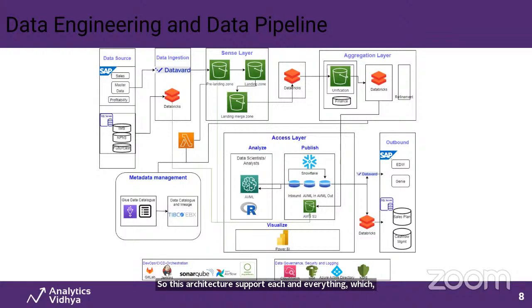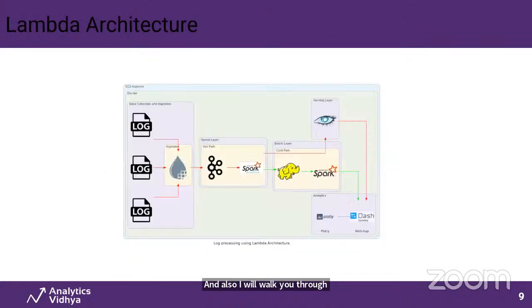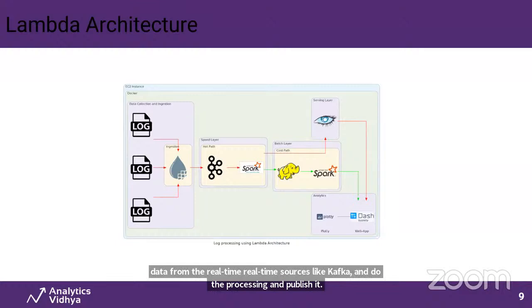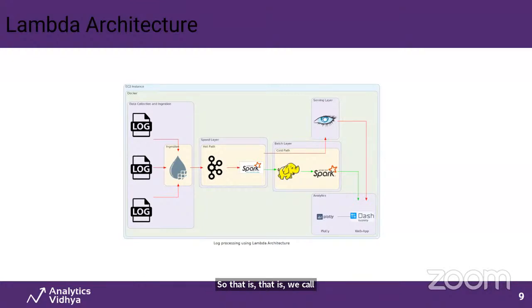I will also walk you through another architecture. We call it the Lambda architecture, where we combine the best of two worlds, batch data processing and real-time data processing. We do the batch processing, and also get the data from real-time sources like Kafka, do the processing and publish it. That is what we call Lambda architecture.